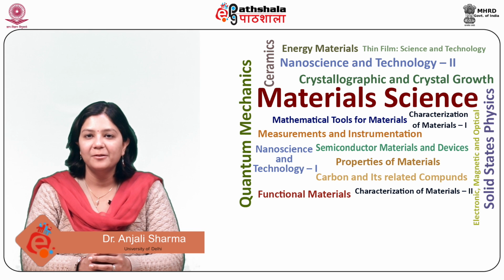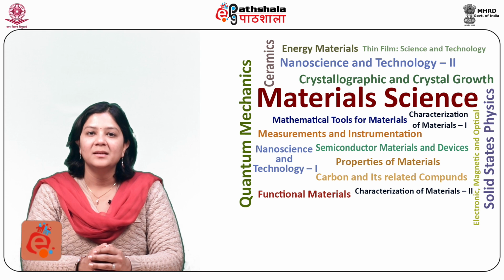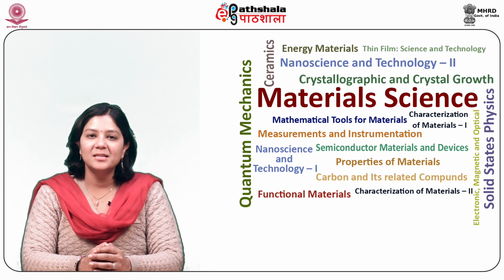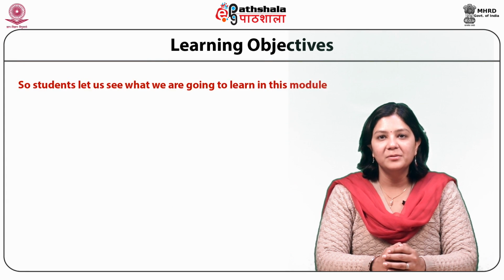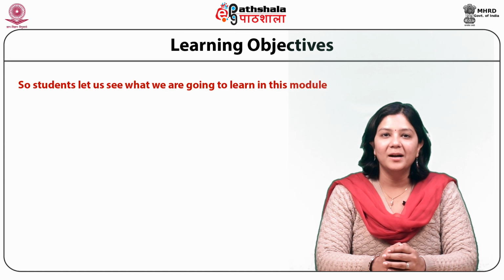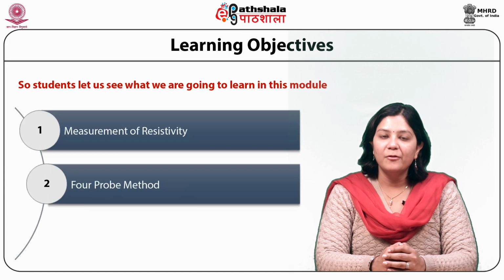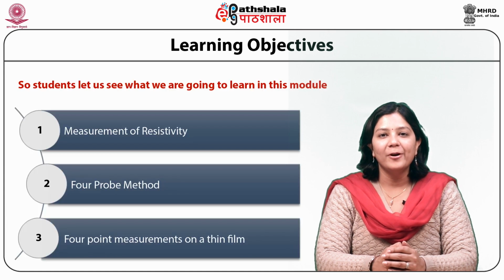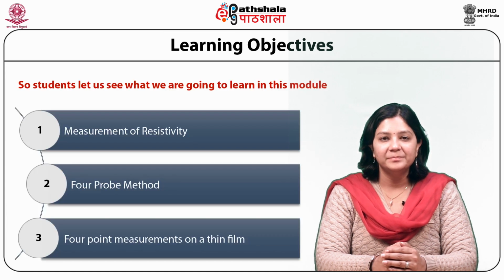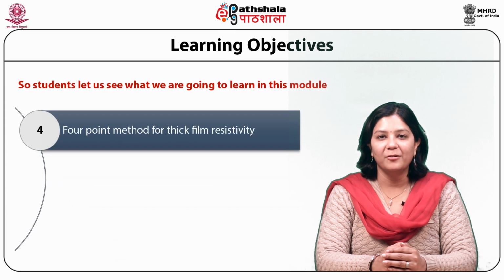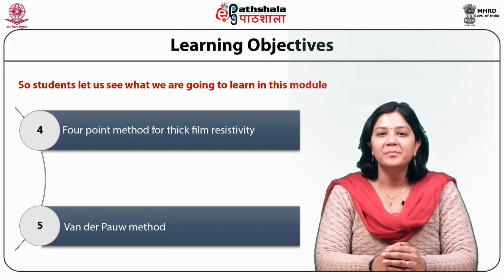Today we are going to talk on module 4: the 2-probe and 4-probe methods and the Pauw method, under the paper Characterization of Materials Part 1. After completing this module, students will be able to understand measurement of resistivity, the 4-probe method, 4-point measurements on a thin film, the 4-point method for thick film resistivity measurement, and the Pauw method.